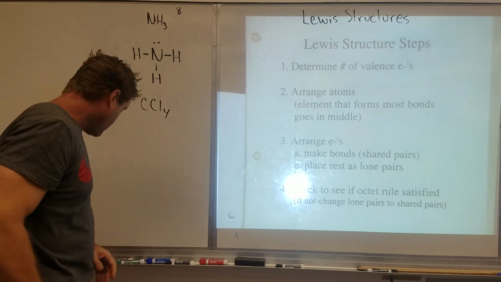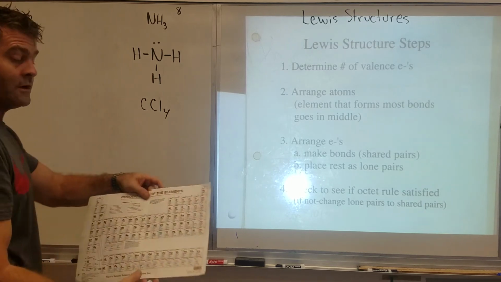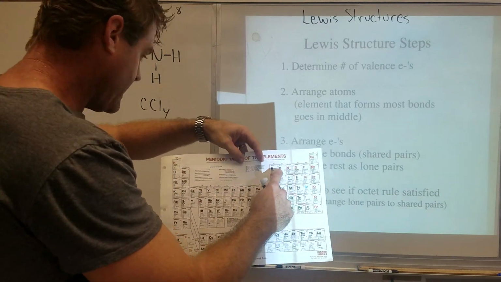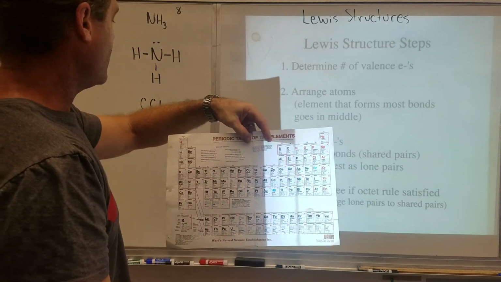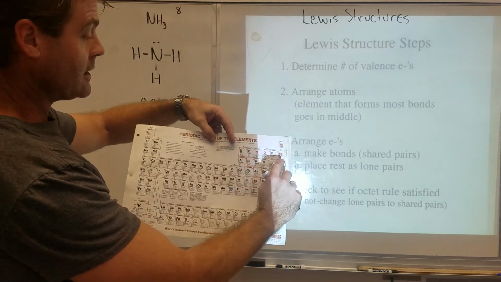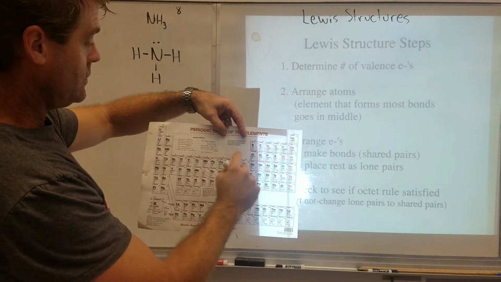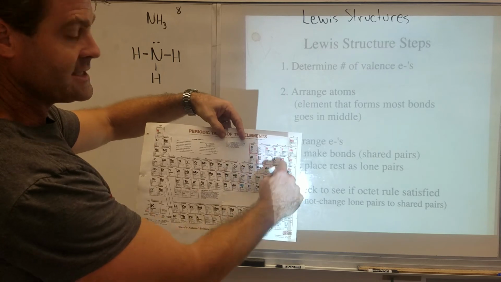Carbon tetrachloride. So, valence electrons. Carbon, you guys look, carbon is right here: 1, 2, 3, 4. Okay, so that's got 4 valence electrons. And then look at chlorines. Chlorines are here. Look, 1, 2, 3, 4, 5, 6, 7. Remember, the halogens have 7.